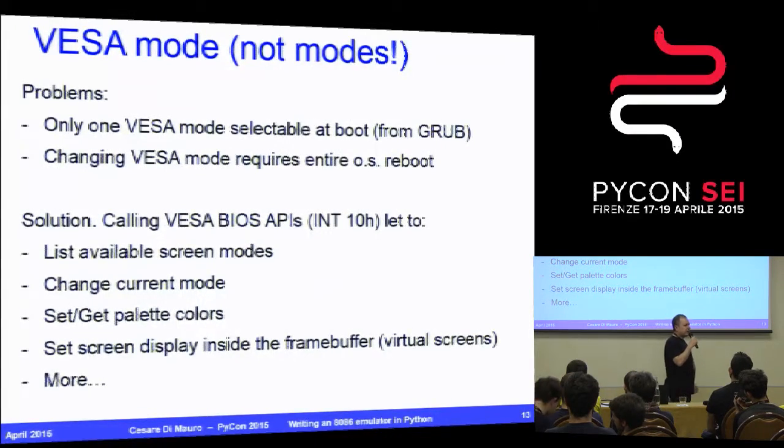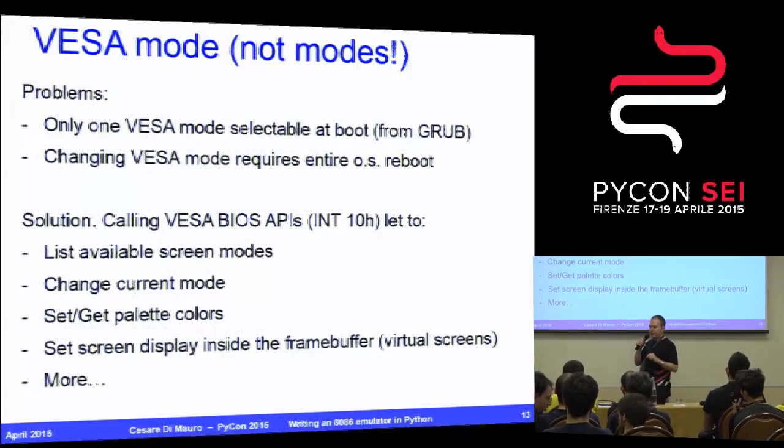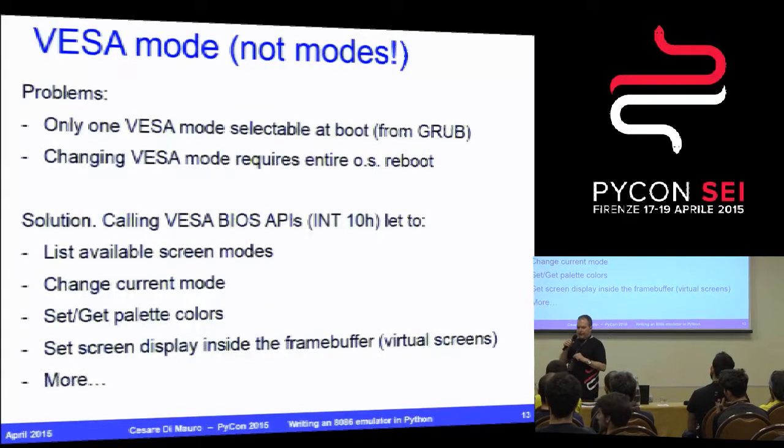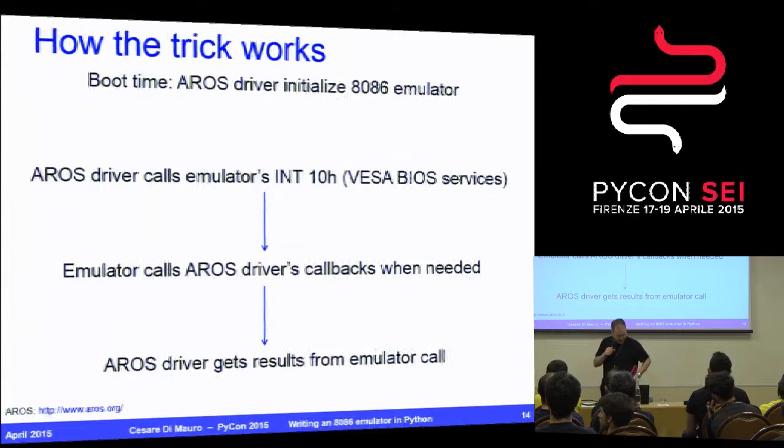So what is the solution for such a problem? The solution is calling the VESA BIOS with the so-called interrupt 10, which provides a list of useful services: listing the available modes for the graphics card, setting the mode, changing the palette, and so on. So some cool stuff.